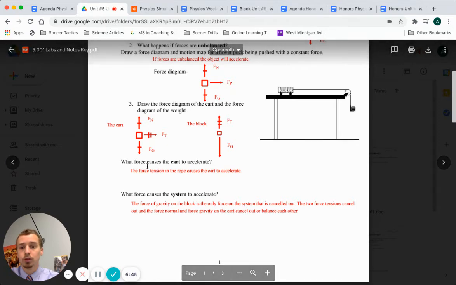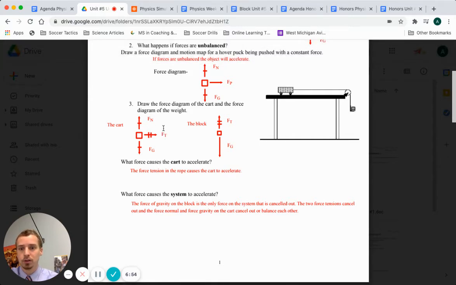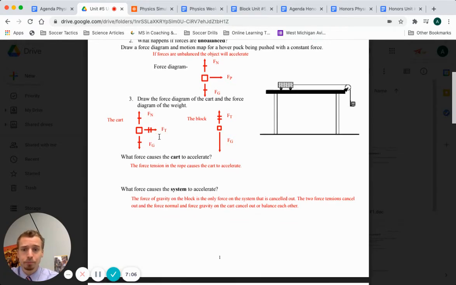So what force causes the cart to accelerate? So we're just focused on the cart right now. We're ignoring the block over here. The only force that causes the cart to accelerate is the force tension, because the force normal and the force gravity, the only other 2 forces acting on it, are canceling each other out in up and down directions. So force tension is what causes the cart to accelerate.